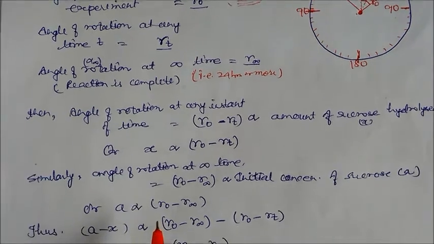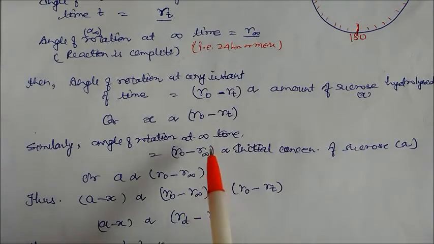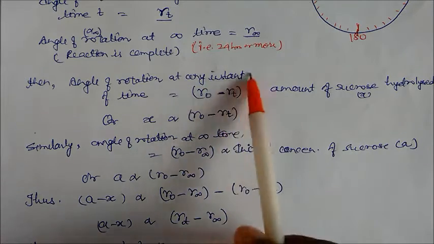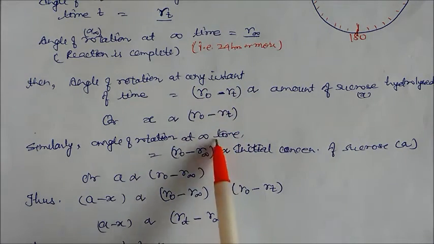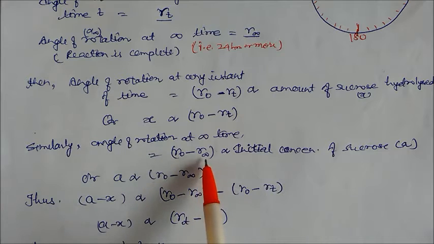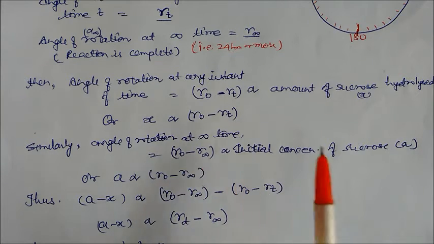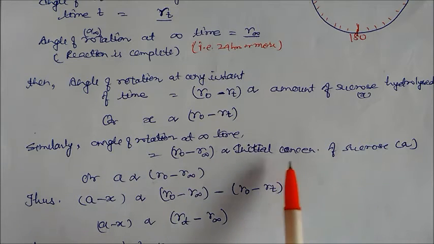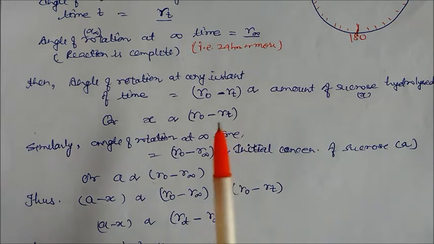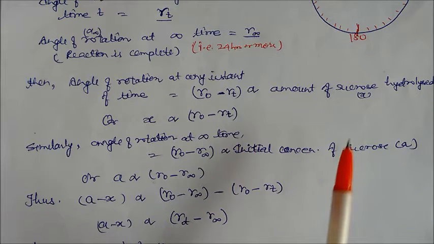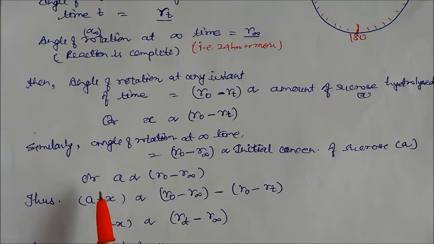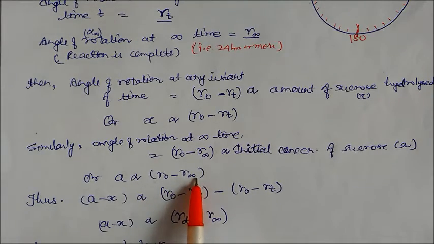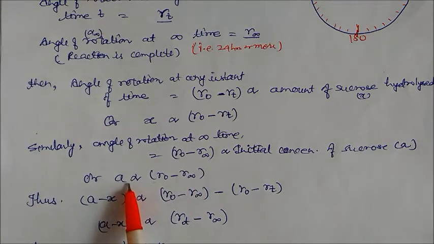Similarly, we take the angle of rotation at infinite time. Two cases: one at any instant, which is R0 minus RT, and one at infinite time, which is R0 minus R infinity. That is proportional to the initial concentration of the sucrose, because at this time the whole sucrose will be converted into glucose and fructose. So we can say A is proportional to R0 minus R infinity. This is the initial amount of the sucrose solution.